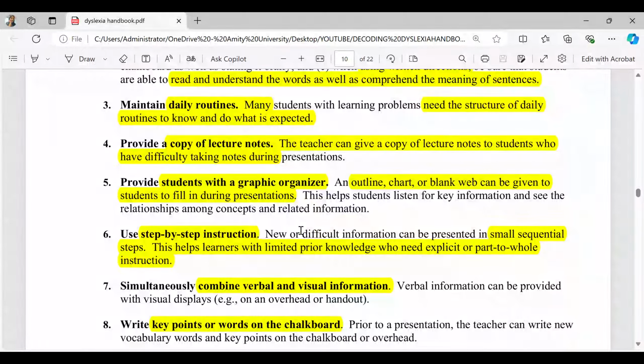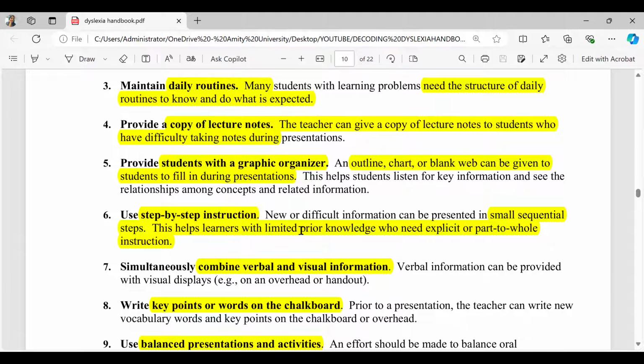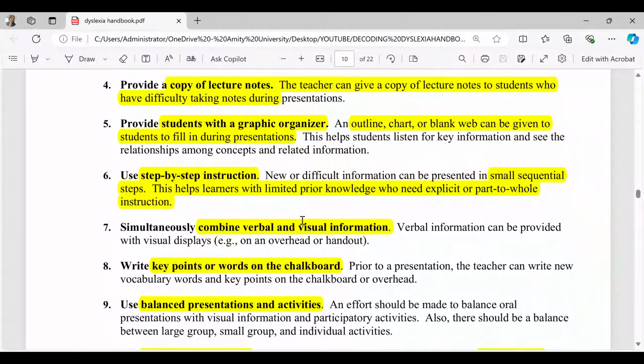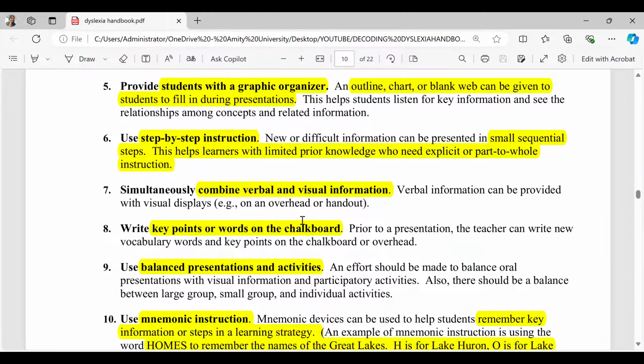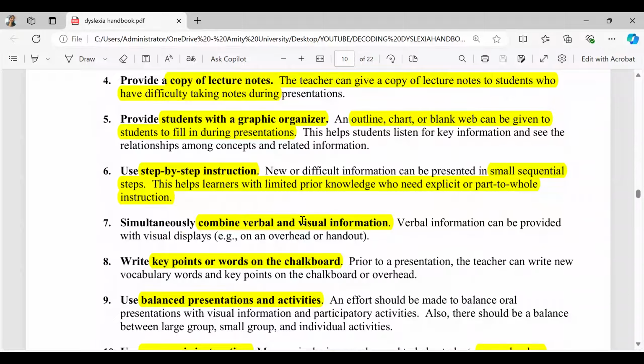Providing a copy of lecture notes for students who have difficulty in taking or copying the notes. So we can provide a copy of lecture notes, providing student with graphic organizer. If I am discussing the timeline, like if I'm talking about the transports and their timeline, like how the transports have been evolved from which century to which century. So for this particular topic, I can provide an outline, I can provide a graphic organizer so that it's clear.